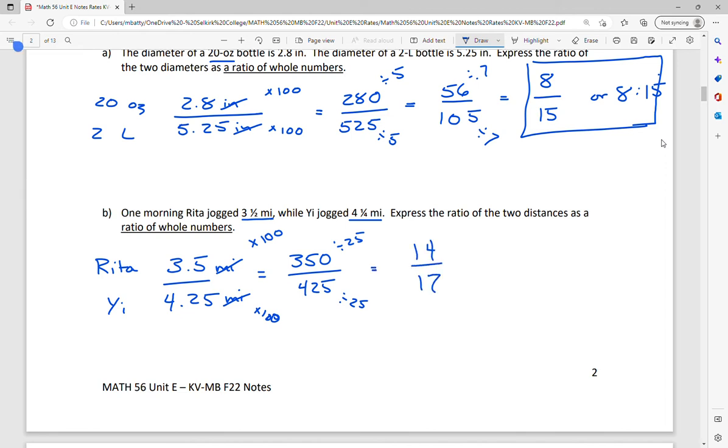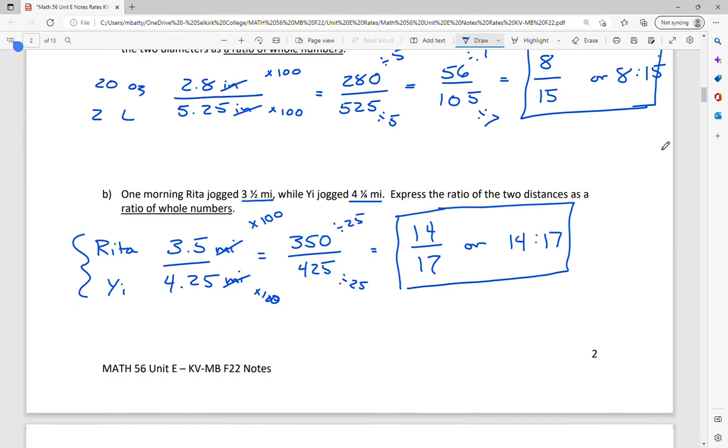So same with fractions. I know that 17 is a prime number, so that I'm good, right? I can't go any lower. They don't share a common factor. And so I could say 14 to 17 or 14 over 17. That's the lowest whole number ratio for the distances that Rita and Yi jogged. So these are all ratios, right? The first unit here is about rates and ratios. So the next examples are going to be more about rates.